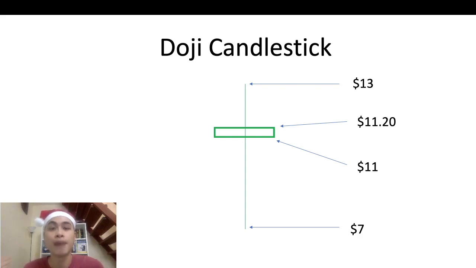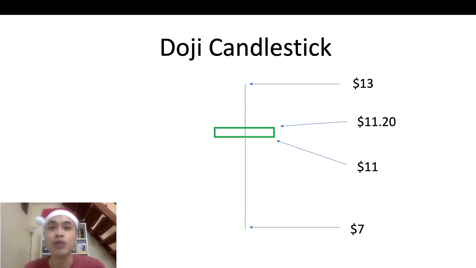So even though the buyers managed to push prices all the way up to $13, the sellers were strong enough to push prices all the way back close to the opening price at $11.20. What this tells us is that while buyers felt that prices should rise, there were an equal number of sellers who thought that prices shouldn't. So buyers and sellers cancel one another out, and the closing price is very close to the opening price. Therefore, the body of the Doji candlestick is very small and negligible. The Doji candlestick also represents the indecision in the market.